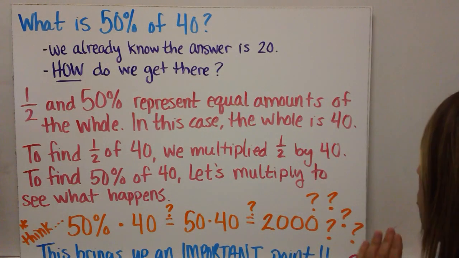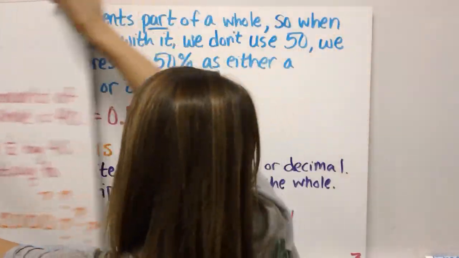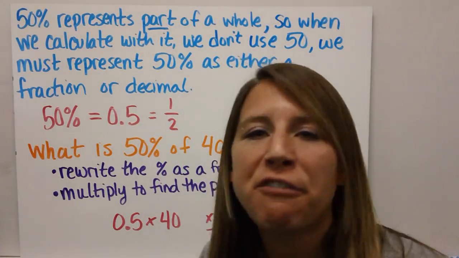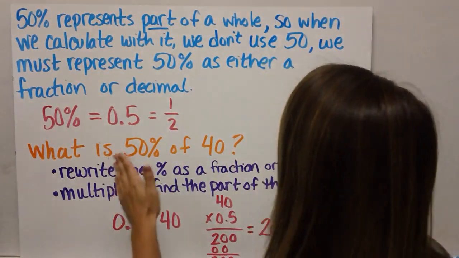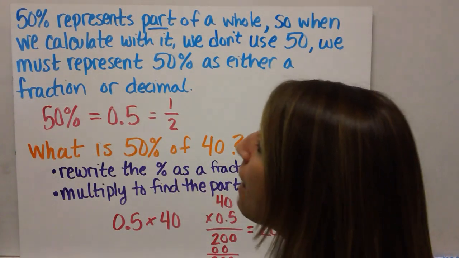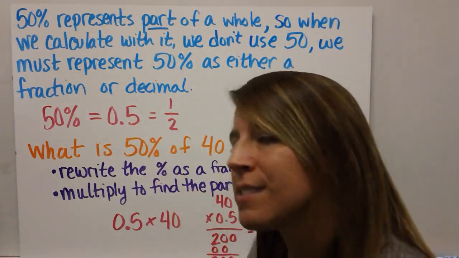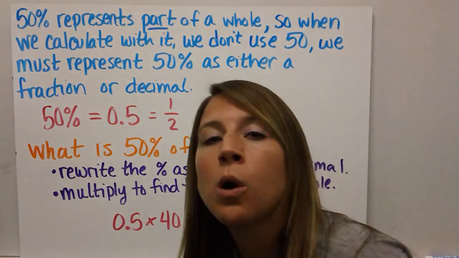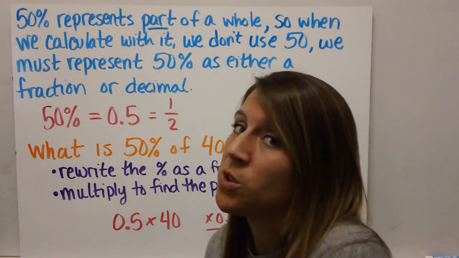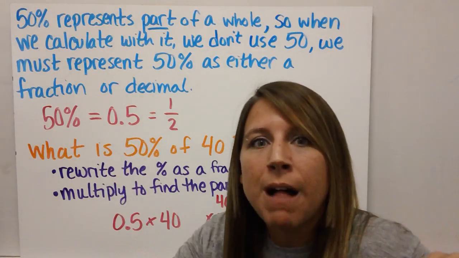So this brings up a really, really important point. 50% is not 50. 50% represents part of a whole. So when we calculate with it, we don't use 50. We have to represent 50% in a way that we know how, as either a fraction or a decimal. Because we don't know what the one whole we're working with is going to do with that 50, we know what 5/10 is going to do to that whole. We know what 1/2 is going to do to that whole. It's going to divide it in half. It's going to multiply by that 1/2.